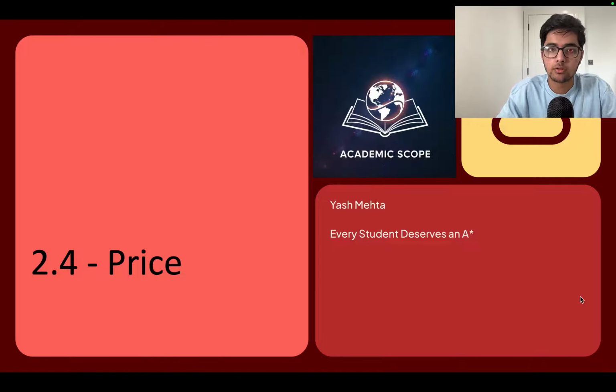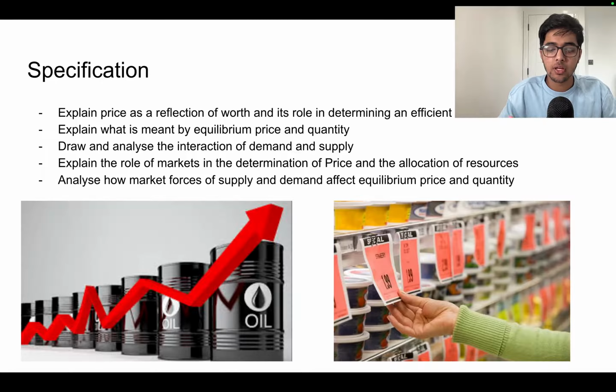Today we're covering topic 2.4, price, in GCSE economics. This is one of the most important topics and I guarantee that an analyze 6 marker will come up for this every single year in your GCSE. So, this is what the specification requires you to know.